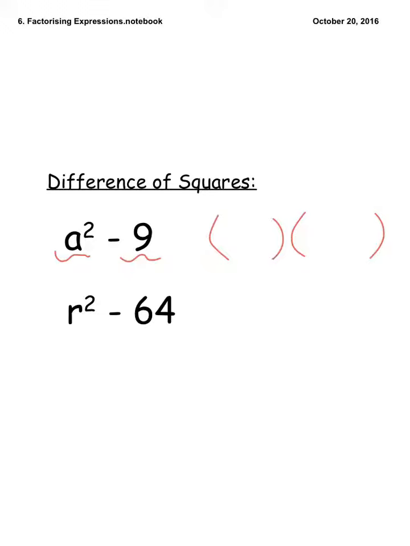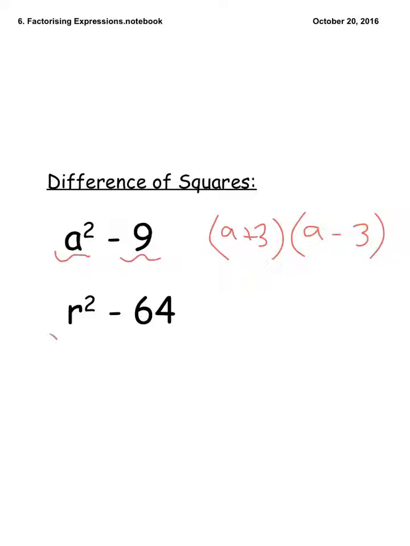In the first position of each bracket goes the square root of the first term. So the square root of a squared is a. So I'm going to put an a in the first part of the first bracket and the first part of the second bracket. The square root of the second part, the square root of 9, is 3. So I'm going to put that in the second part of each bracket. And to finish this off, we need some signs. We can put 1 plus in and 1 minus in. It doesn't matter which way around the plus and the minus are, as long as there's one of each.